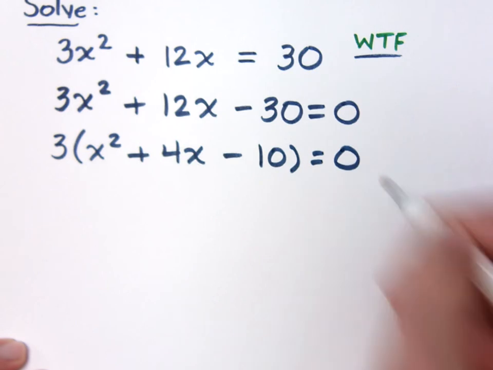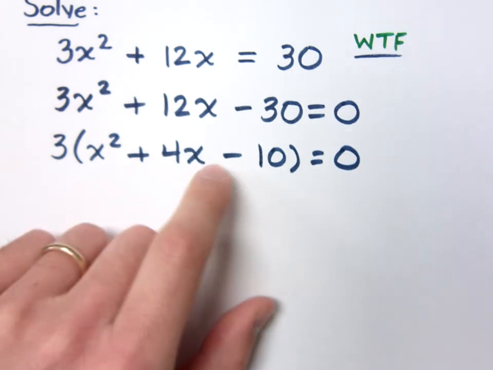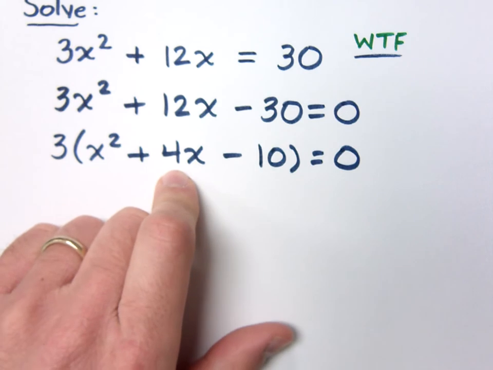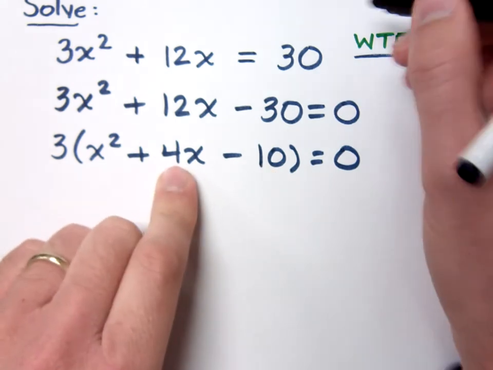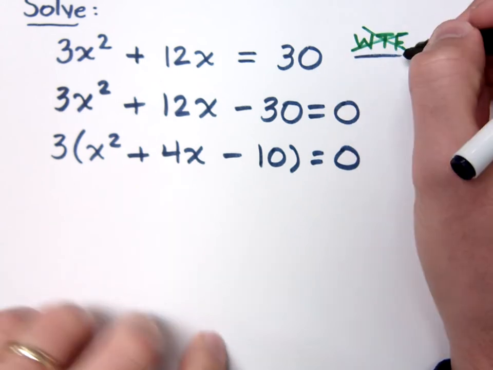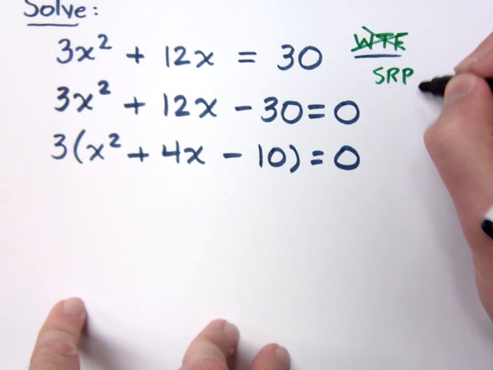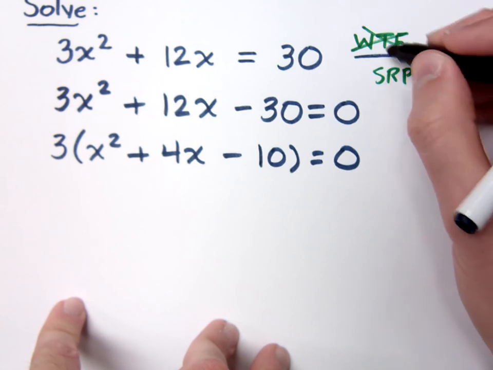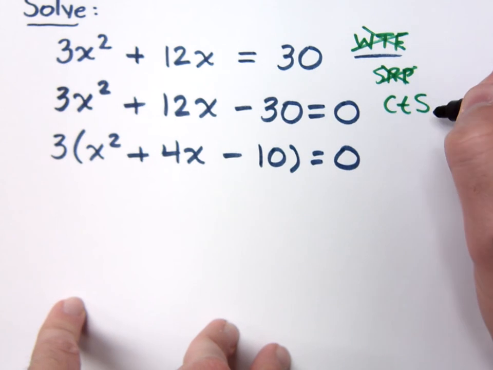Now, if I'm trying to solve this guy by factoring, does he break down any further? No! This isn't helpful. The factors of 10 are 5 and 2. That's not going to give me 4. This does not factor. How about the square root property? No, it doesn't work either. How about completing the square?